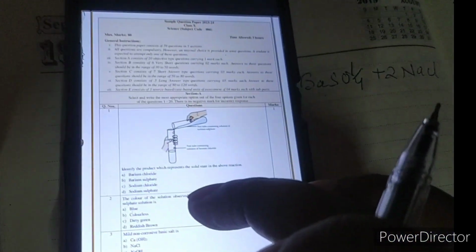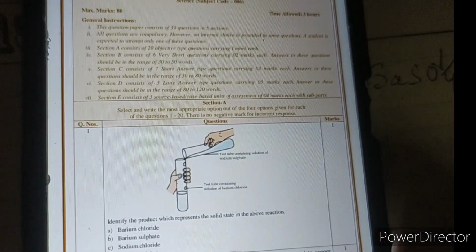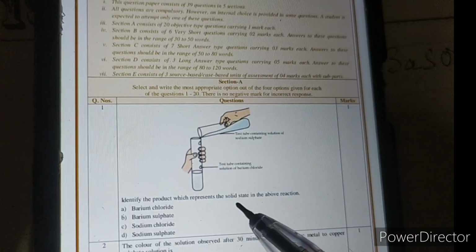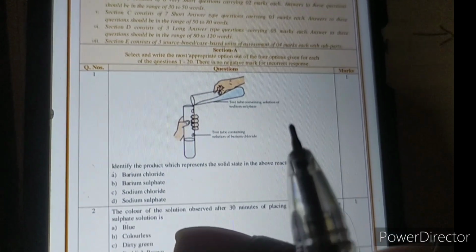And so here you can see the question is to identify the product which represents the solid state in the above reaction. So solid state means they are asking for the precipitate, which is barium sulfate, as I have shown you. So here the correct answer is B, that is barium sulfate.